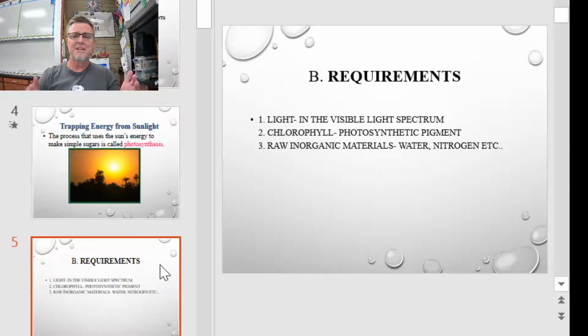So there's this thing called chlorophyll. It's a photosynthetic pigment. It's kind of like a catcher's mitt, and it catches that solar energy so that we can convert it into something else. You'll also need some other inorganic materials, like some water, some nitrogen, some carbon dioxide. Well, that's not inorganic, that's organic, but you got to have carbon dioxide too in order for photosynthesis to happen.